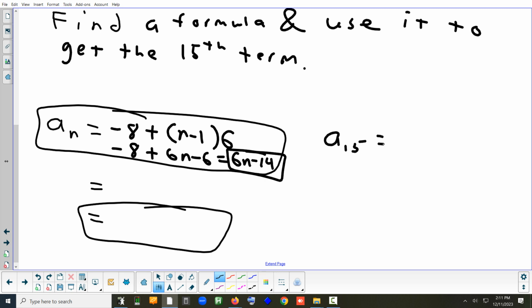So to find the 15th term, what am I going to plug in for n? 15. Okay. What's 6 times 15? That's 90. And what's 90 minus 14? 76.